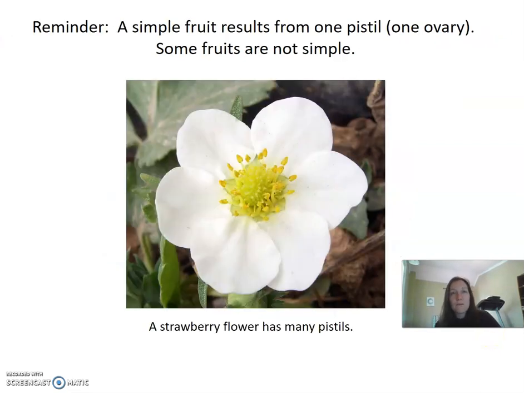So remember, simple fruits are the result of one pistil and one ovary. Some fruits are not simple. So here we're going to look at some of those complex fruits that have various names. And one example here is a strawberry. So a strawberry is a fleshy fruit, but it's not a simple fruit.